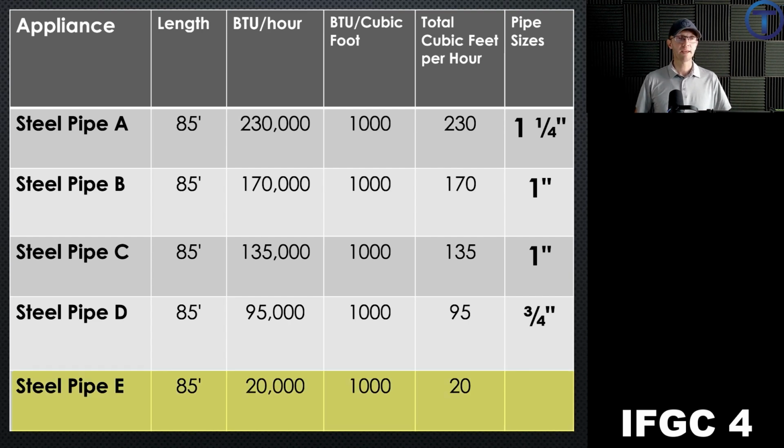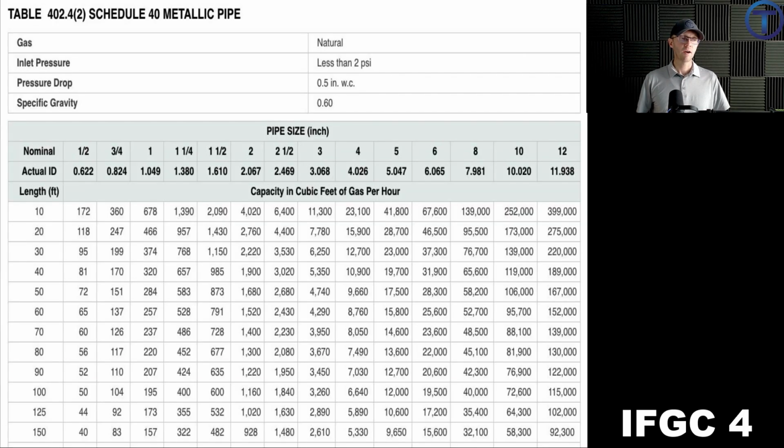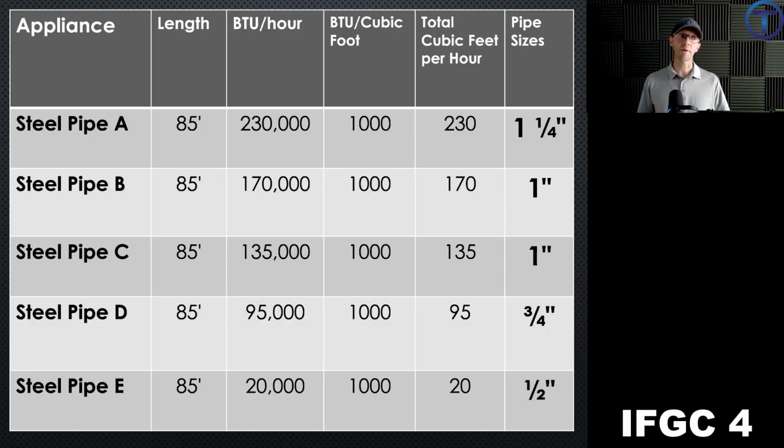Steel pipe, 85 feet. We're dealing with just the gas grill at 20 cubic feet per hour. It comes right off the end there. On row 90, we've got 20 cubic feet per hour. That's less than 52. We'll stay in the first column, go right to the top, and we have 1/2-inch pipe. We will put that on our table. Hey, check it out. We've completed the steel pipe section of this system.